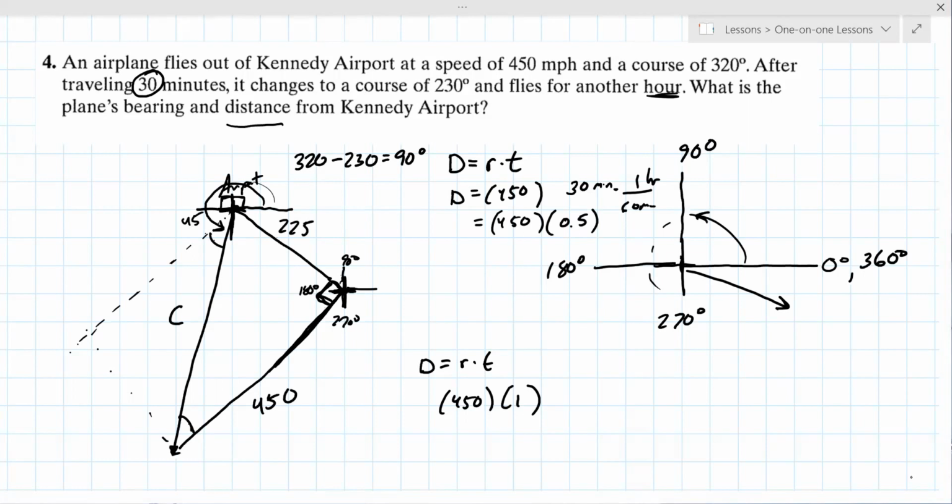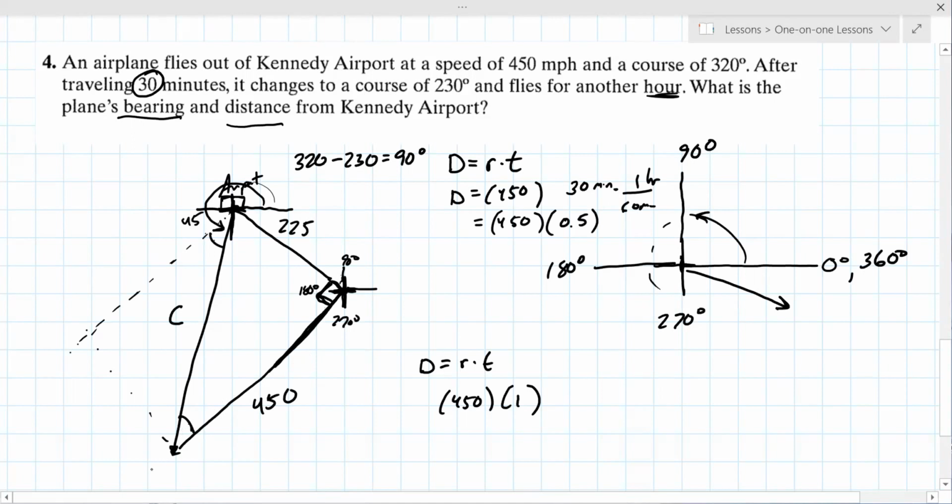But is the plane's bearing and distance from Kennedy Airport, is that 503? Just the distance is 503. Okay, that's the distance. So what is a plane's bearing? That's what we're trying to figure out. That's the angle. Oh, angle. Okay. Yeah, that's the course, I believe. And that's where, again, it gets kind of weird. So let's just find this angle down here.